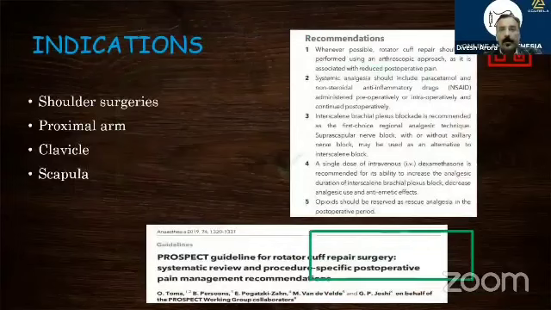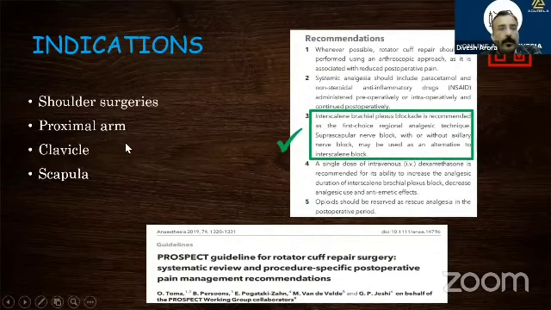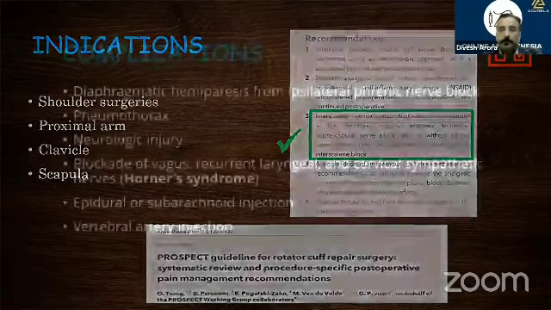So the indications, as we can see from the anatomical knowledge, involve the surgeries around the shoulder, the clavicle, and as a part of scapular block. In the PROSPECT guidelines in 2019 regarding the rotator cuff repair surgery, interscalene brachial plexus block is recommended as the first regional anesthesia technique of choice, and the shoulder block, which means the suprascapular with or without axillary nerve block, is generally considered as a second choice.